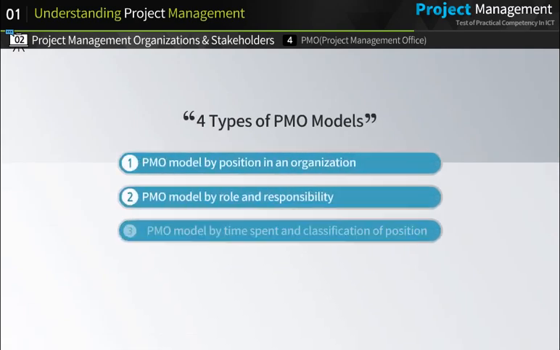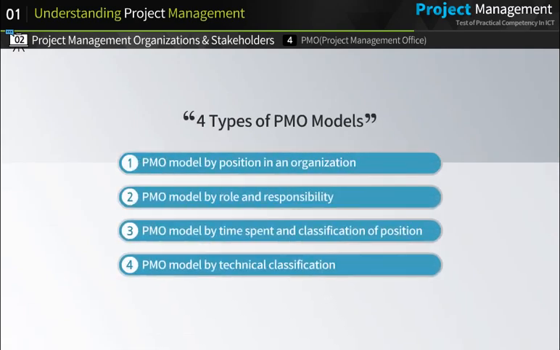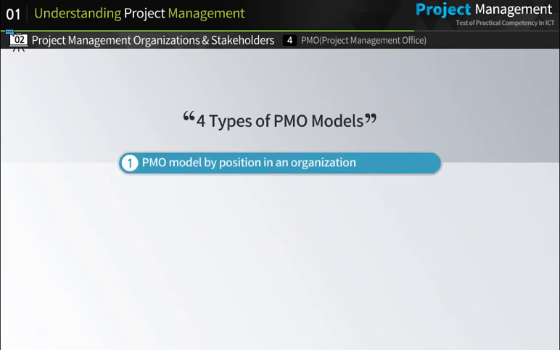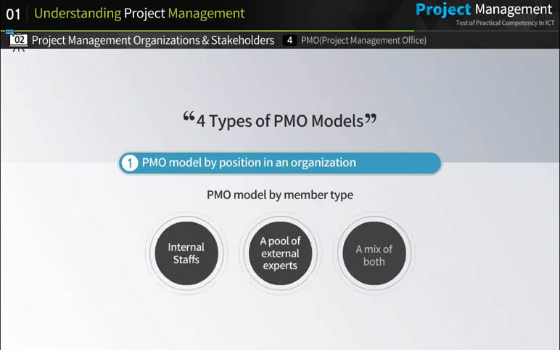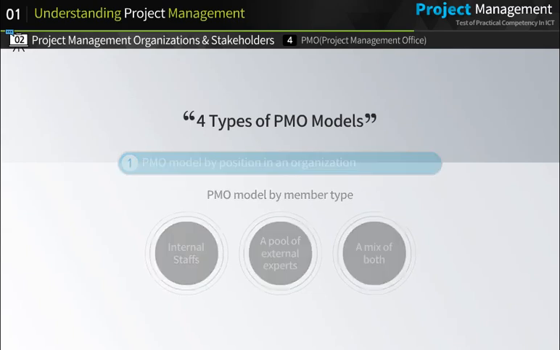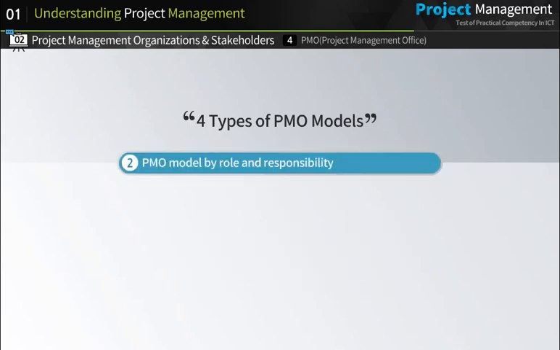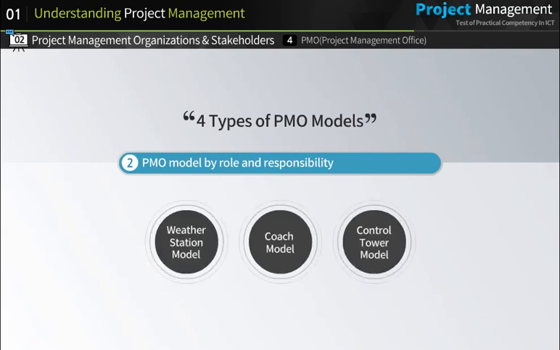Depending on its area and objective, PMO can be classified into a number of models, but generally into the following 4 types. First, PMO models by position in an organization. It is a classification for the type of PMO members and can be classified into internal staff, a pool of external experts, and a mix of both. Second, PMO models by role and responsibility. It can be classified into weather station model, coach model, and control tower model.